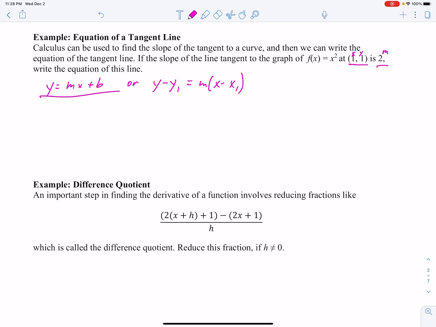All right, so here we go. I'm going to use y equals mx plus b. So I have an x, a y, and an m. So I'm going to plug in. So y is 1, slope is 2, x is 1, b is unknown. Okay?